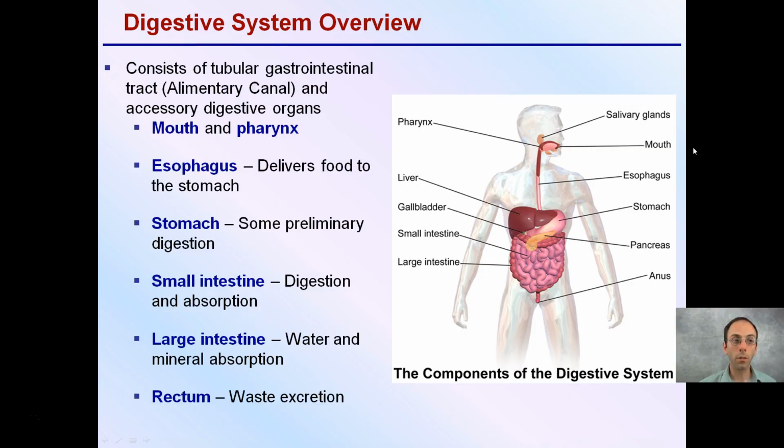Lastly, here's our general digestive system overview. A couple key points that you should be familiar with: the mouth, the pharynx, the esophagus, the stomach, the small intestine, the large intestine, and the rectum. How are each of these involved in the alimentary canal, what are the accessory organs doing, and how are they important for a normal functioning digestive system?